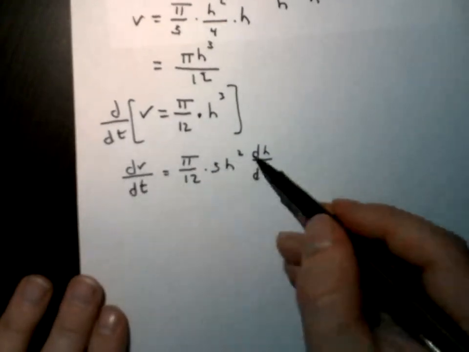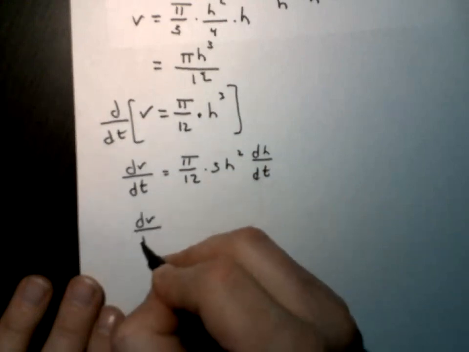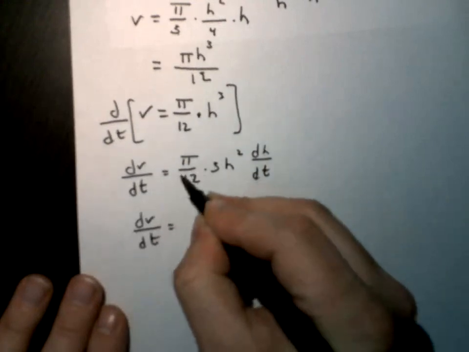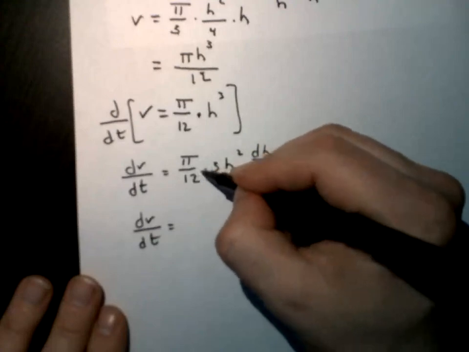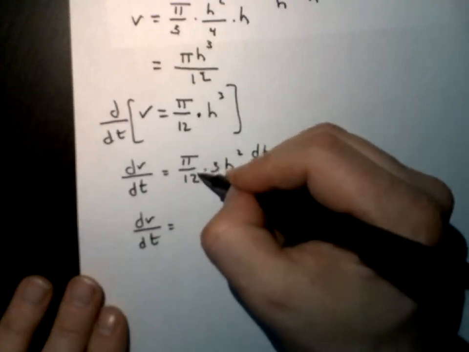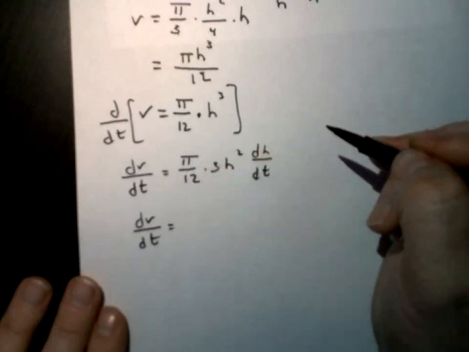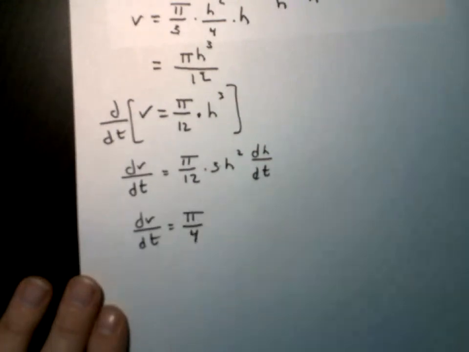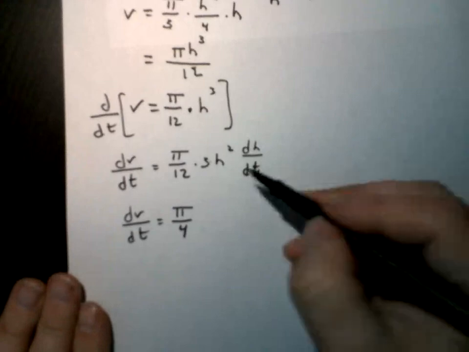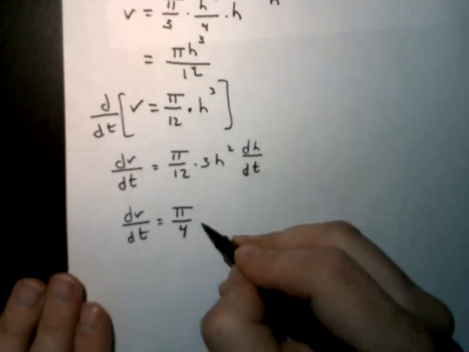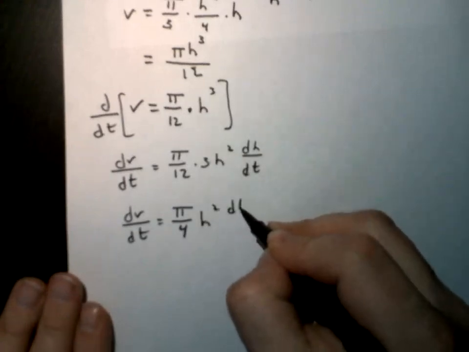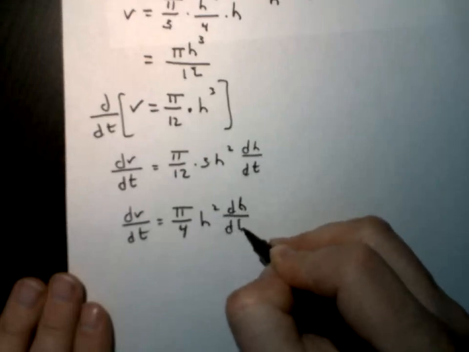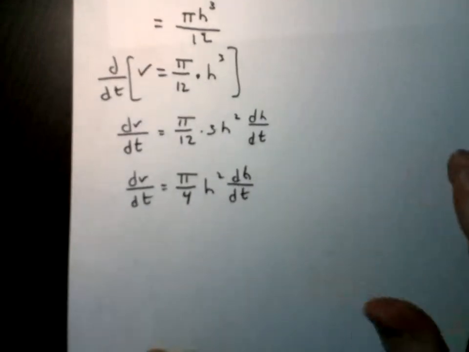So let's clean this up a little bit. So we have dV over dt. Let's clean this up. So the 3 over that. What is 3 over 12? Isn't that going to be 1/4? Or could I say pi over 4? Are you okay with that if I do that? You're just doing this together. It just makes your life a little bit easier when you're doing this. And dt. Okay, there you go.